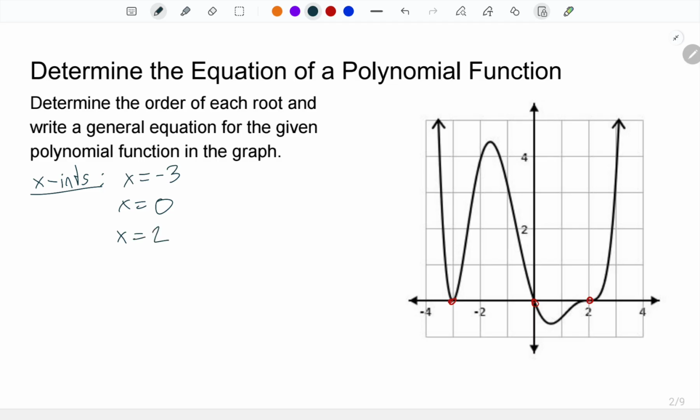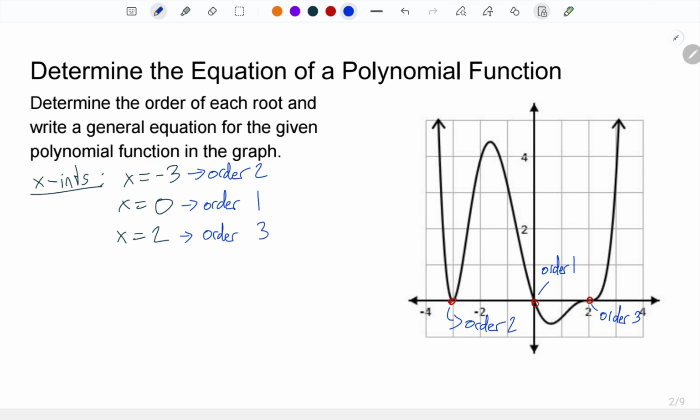What we can also determine, though, is the order of these x-intercepts based on the shape. So you can tell that the first one at -3 is order 2 because it's a turning point. It looks like a parabola there. The next one at 0 is order 1 because it just goes straight through. No fancy behavior going there. And the third one at x equal to 2 is order 3 because it has that cubic, flattening shape there. And so we can include that in our information here. Order 2, order 1, and order 3.